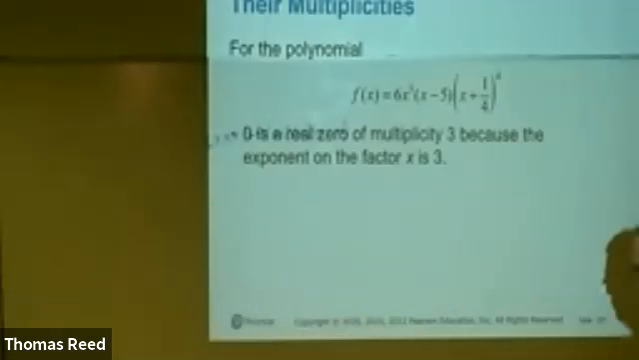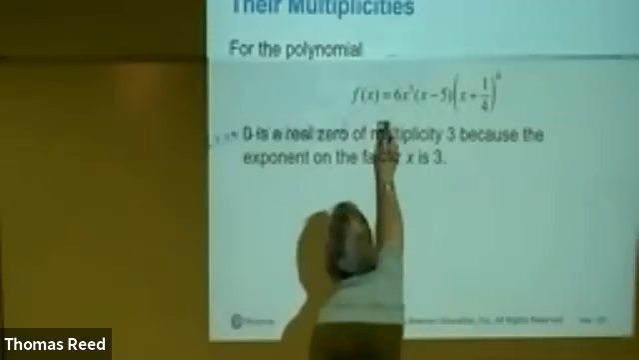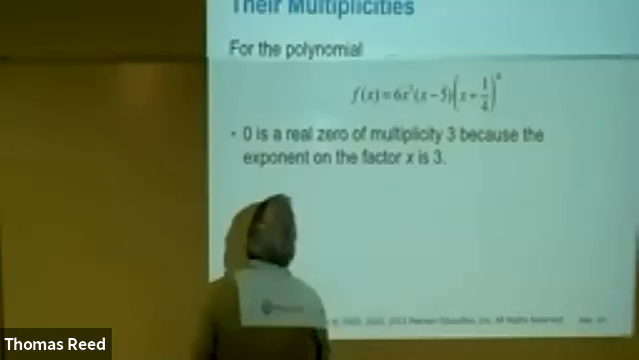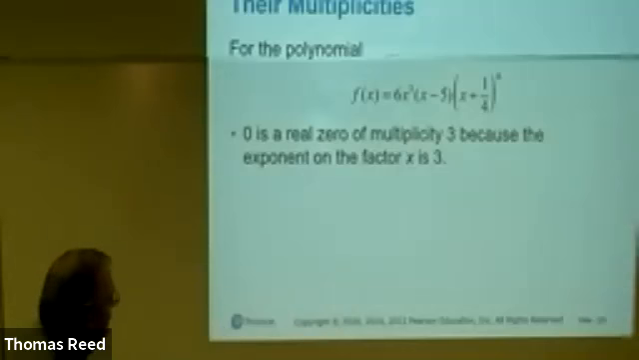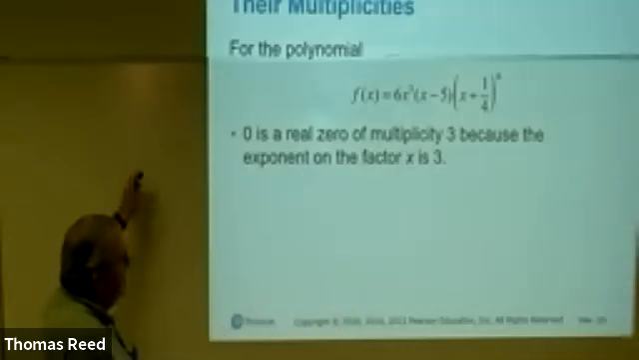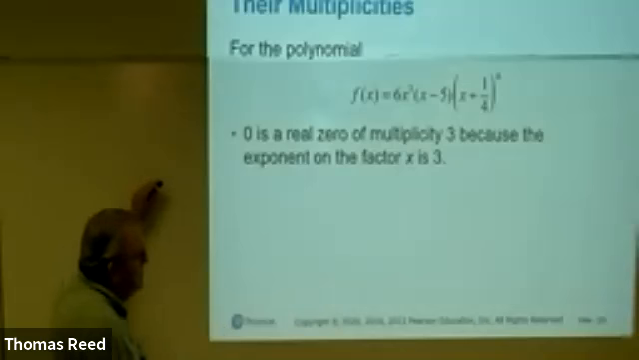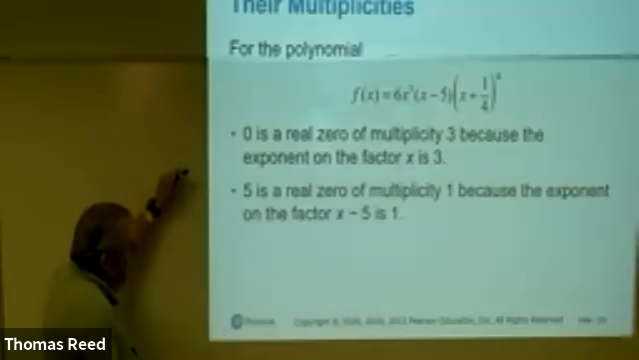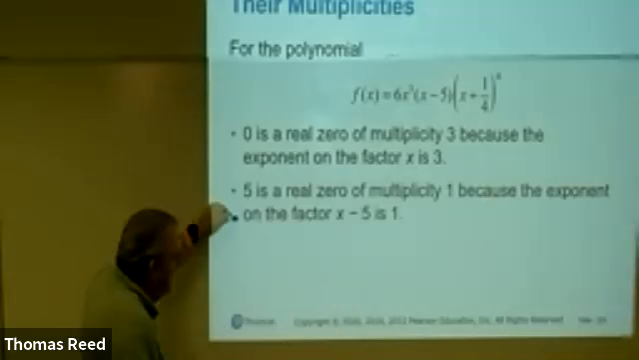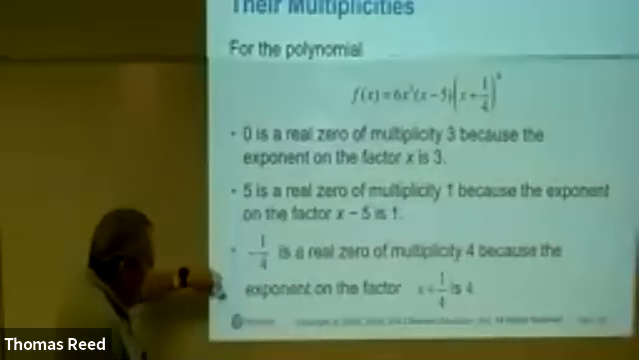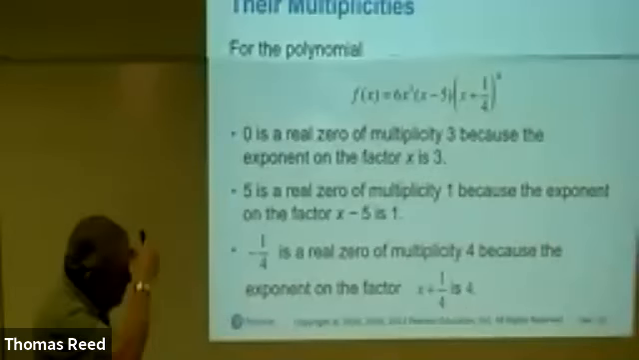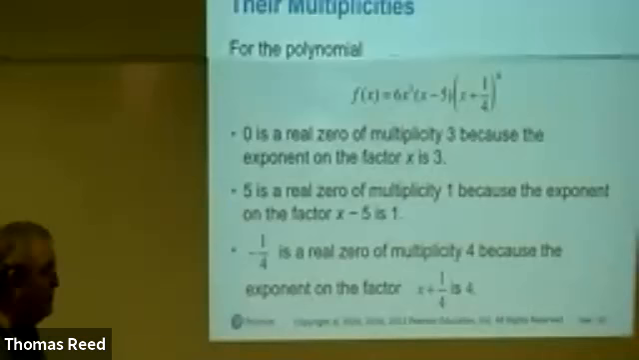So 0 is a real 0 of multiplicity 3 because the exponent on the factor x is 3. 5 is a real 0 of multiplicity 1 because the exponent on x minus 5 is 1. And -1/4 is a real 0 of multiplicity 4 because the exponent on the factor x plus 1/4 is 4.